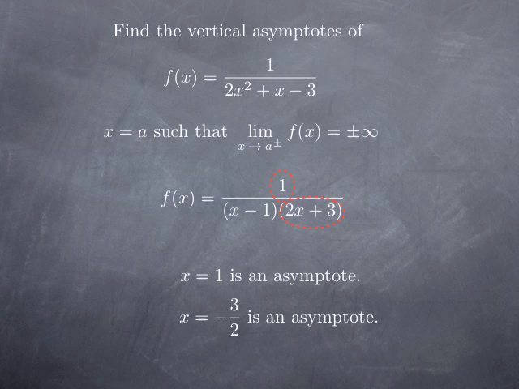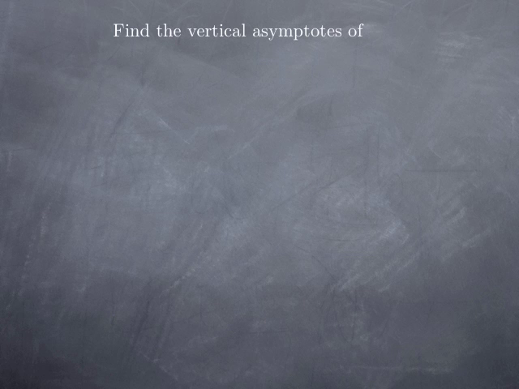From this example, you may think that to find the vertical asymptotes, you only need to find the zeros of the denominator, and for each such zero, x equal this value would be a vertical asymptote. It's not exactly that simple. Let's look at a second example to see what kind of problem we may run into.